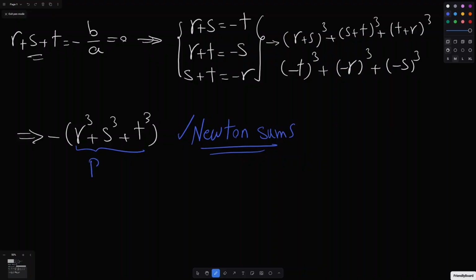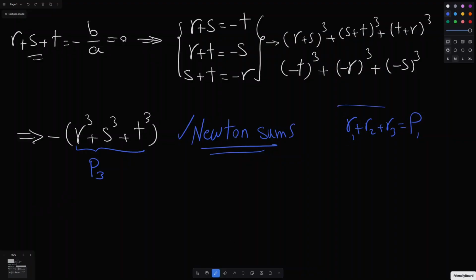So this is practically P3. What it means is the sums of the roots, additions of the roots raised to the nth power. So it's just raised to the third power here. If you have, for example, r1 plus r2 plus r3, that would be p1 because it's just raised to the power of 1, and that's how it goes.